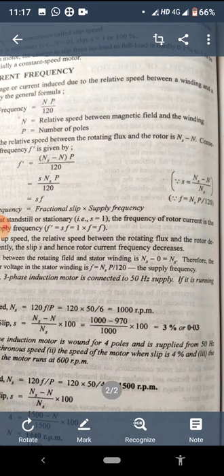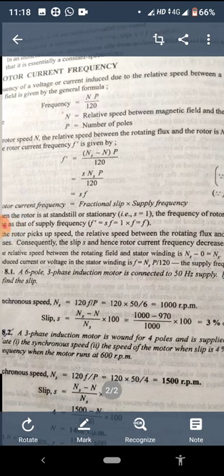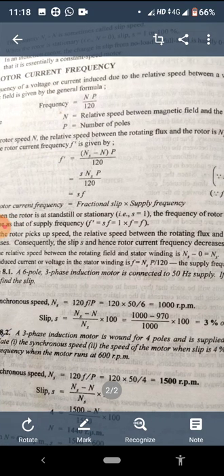As we know, s is equal to (Ns minus N)/Ns. From this we calculate the frequency. We put the value of Ns minus N equal to s times Ns, multiplied by P and divided by 120. As we know, Ns times P/120 is equal to the supply frequency f. So the frequency of the rotor current is equal to s times f, where s is the slip and f is the frequency of the supply system.